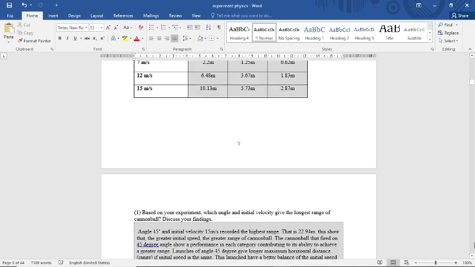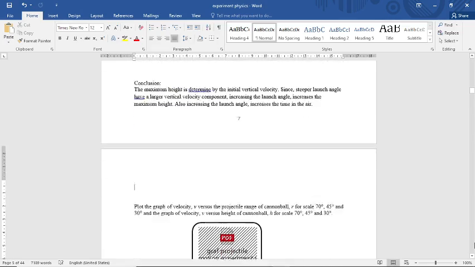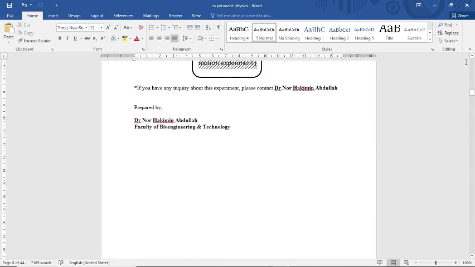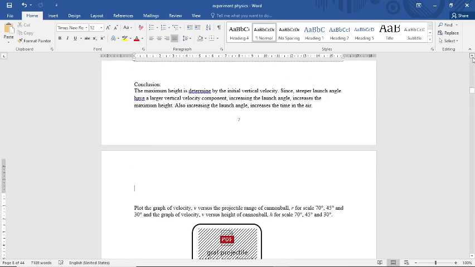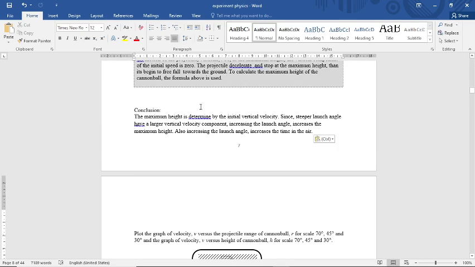So for the conclusion, we can see the maximum height is determined by the initial vertical velocity. Since a steeper launch angle has a larger vertical velocity component, increasing the launch angle increases the maximum height. Also, increasing the launch angle increases the time in the air. So that's all for me.